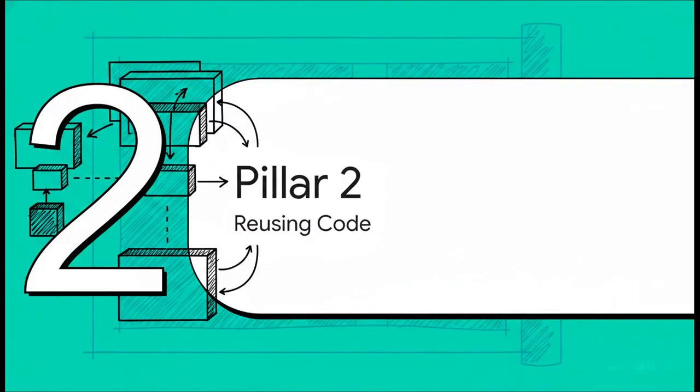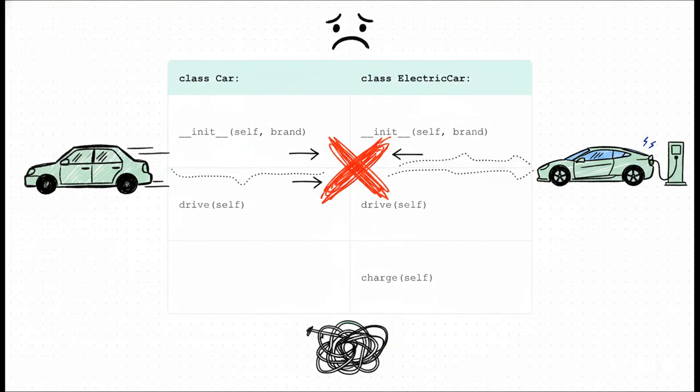All right, so we can create objects from blueprints. That's a fantastic start. But what happens when you need something that's almost like what you've already built, but just a little different? This brings us straight to our second pillar, reusing code. Check this out. It's a super common problem. We have our car class, now we want an electric car class. You can see they share a lot of the same DNA, right? They both have a brand, they both can drive.